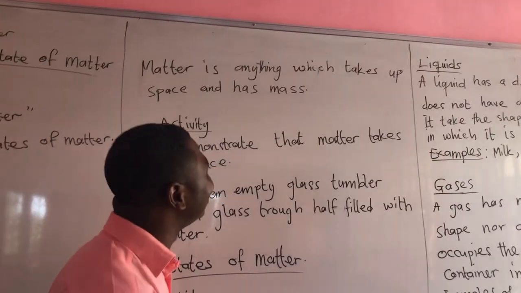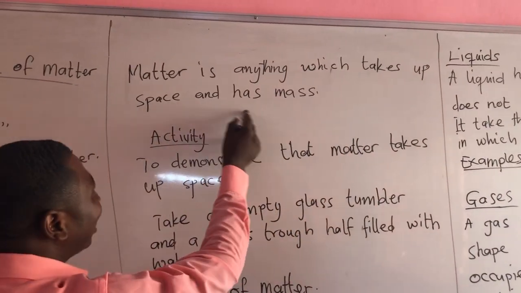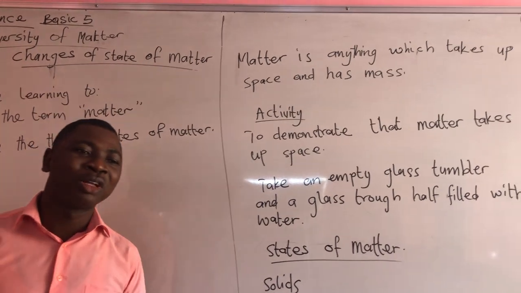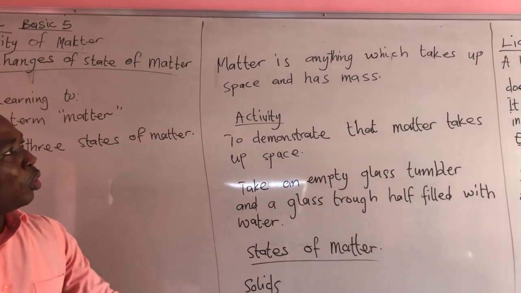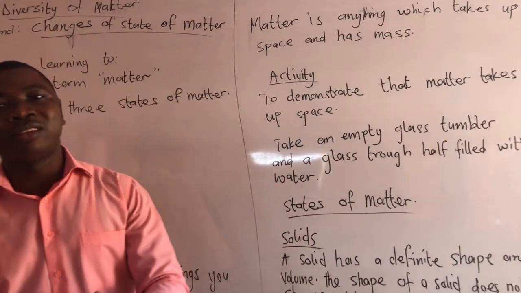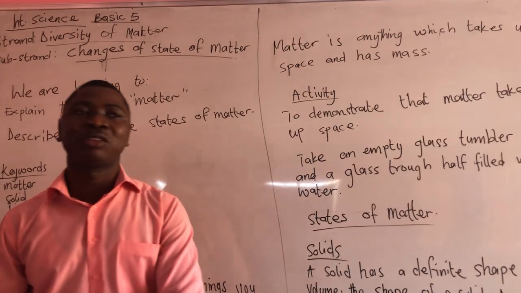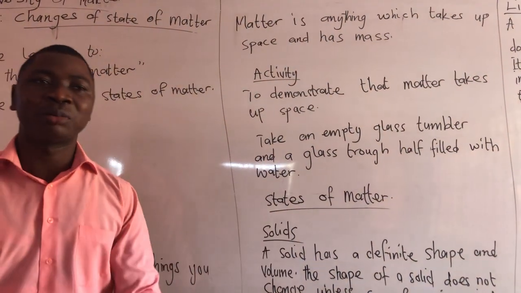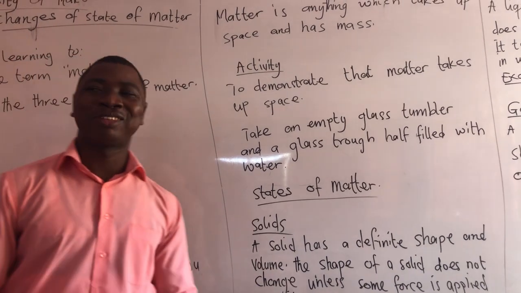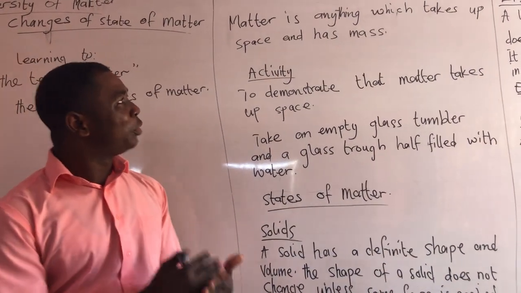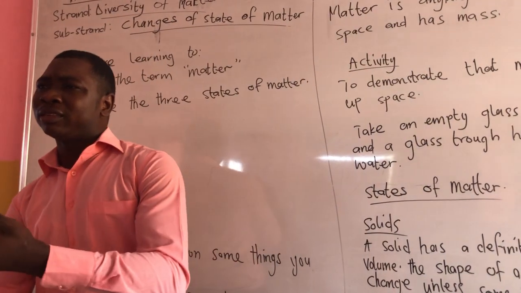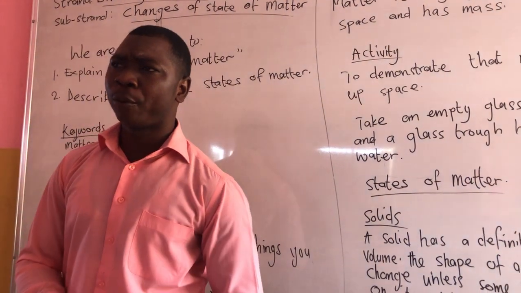So what is matter? Matter is anything which takes up space and has mass. Anything at all that takes up space and also has some mass is matter. Mass is any quantity of objects, or the weight of the object becomes the mass of the object. The quantity of the object sometimes determines the weight of that object, but not always. So anything we can see, we can feel, we can touch, they are all matter.